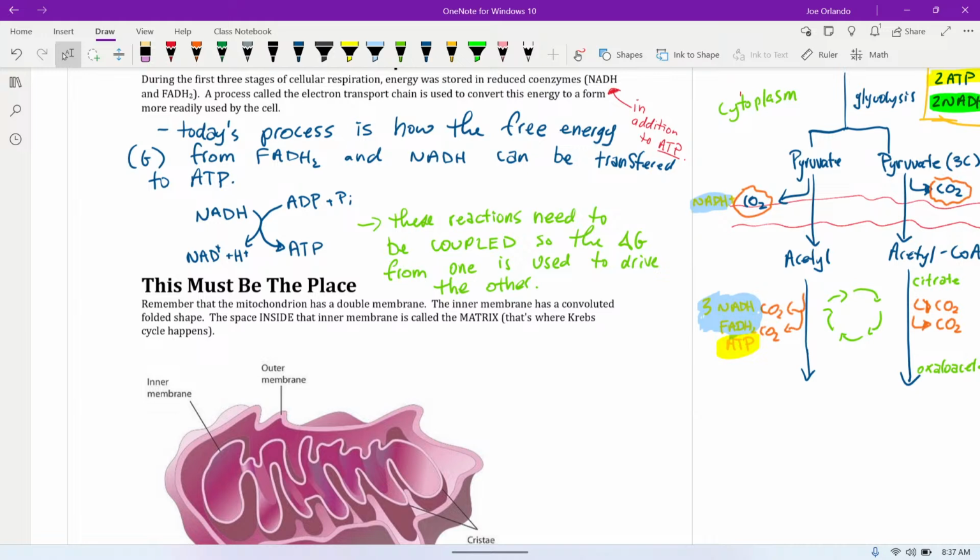We also noted that the inner membrane isn't just a second envelope like this. It has this very pointedly folded structure. What do we call the individual folds of the mitochondrion?